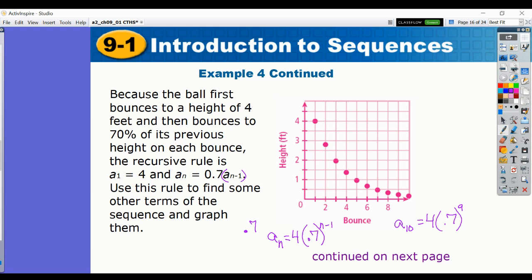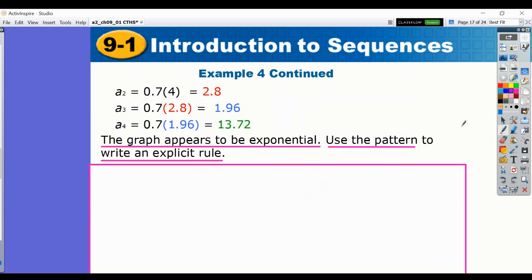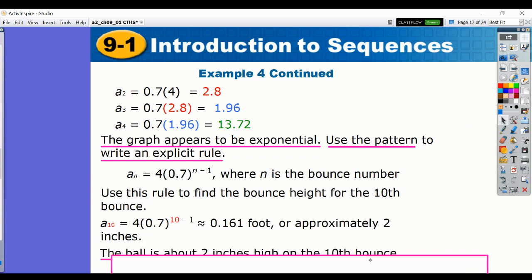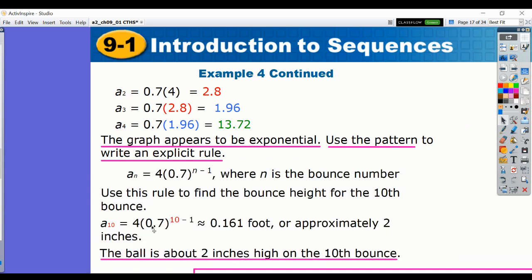And I believe that is shown right here. Well, they're coming up with a pattern, which we already did. So here's my final answer, 0.161 feet. And obviously, with physics, eventually it's going to be such a small bounce that it's not really going to be bouncing anymore.